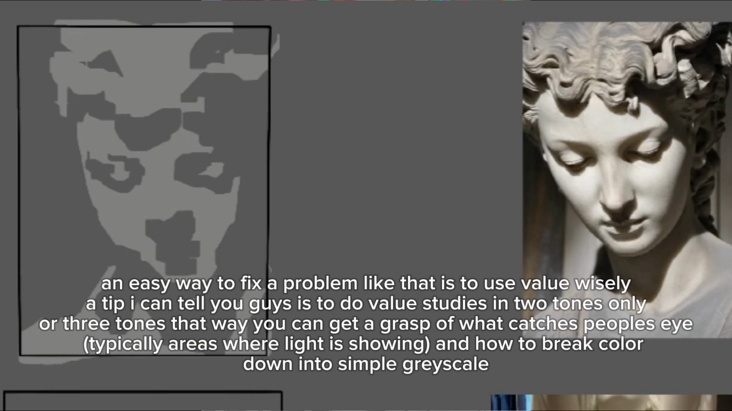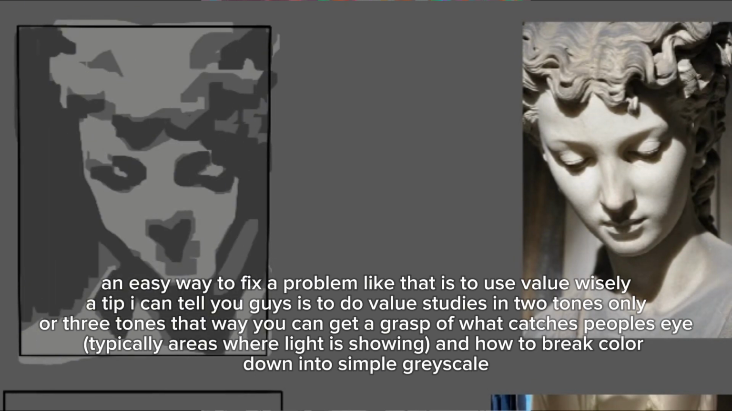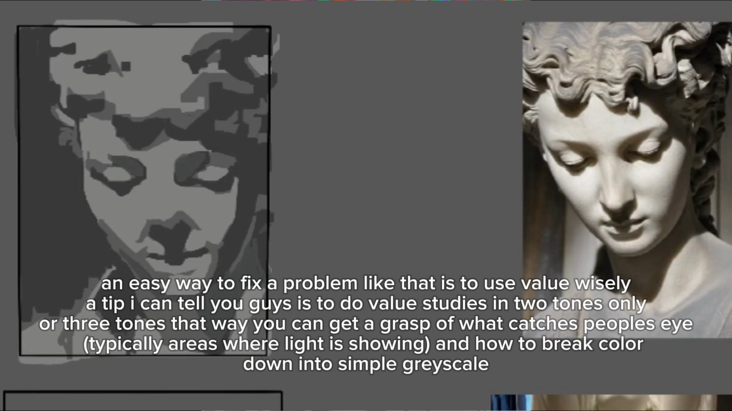A tip I can tell you guys is to do value studies in 2 tones only, or 3 tones. That way you get a grasp of what catches people's eye, typically areas where light is showing, and how to break color down into simple grayscale.